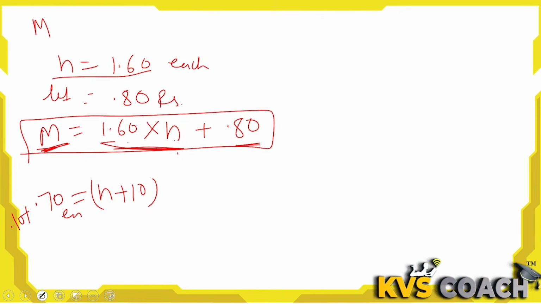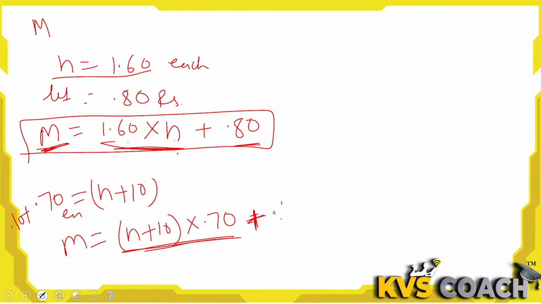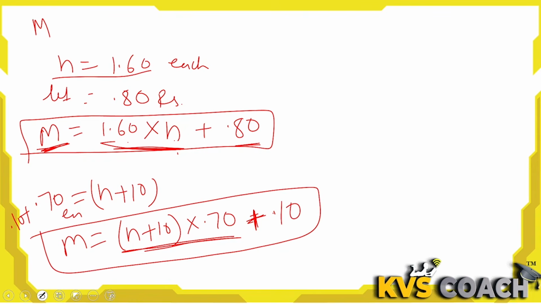Okay, so the equation will be, now the money is n+10 into 0.70. Okay, this is the amount of apple, and the plus 0.10 is the left money she has. Okay, these are the two equations, both for m. Now what will we do? We will put both the equations on each side, because both are having equal amount m.